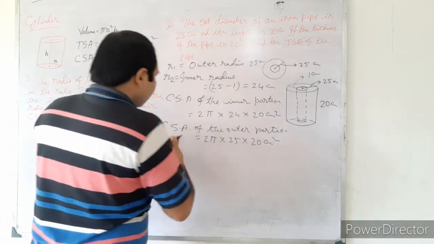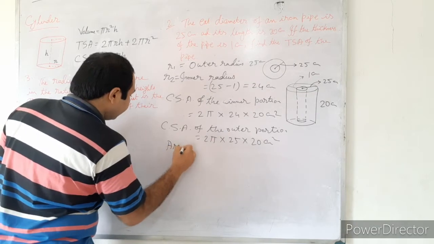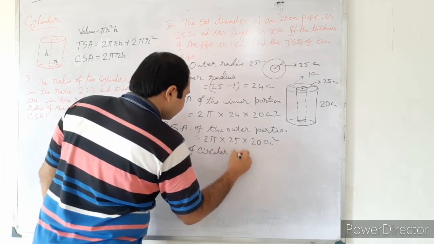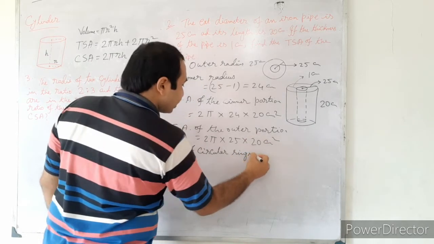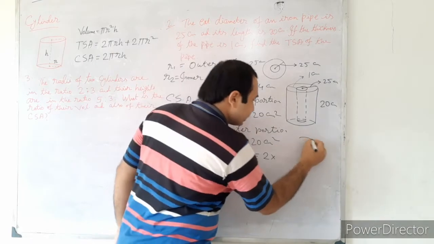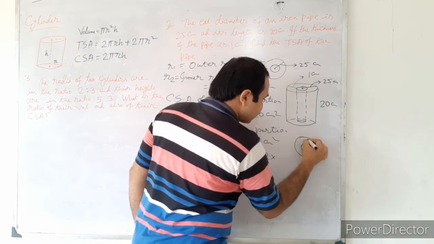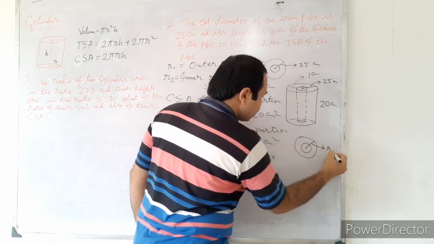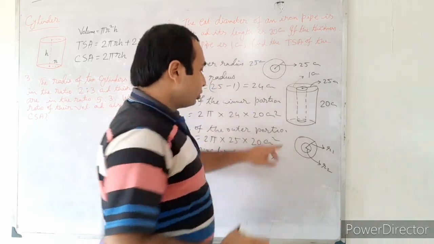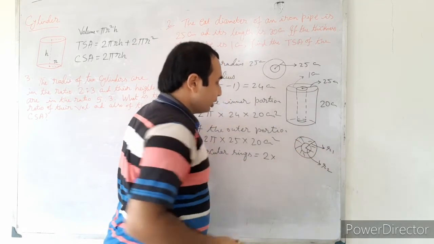Now the area of the circular rings. Two rings are there. So 2 into, now ring means this is the circle. If this is R1, let's say, and this radius is R2, so we have to find the area of this region, this part.